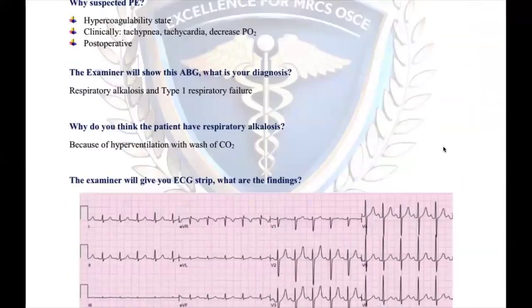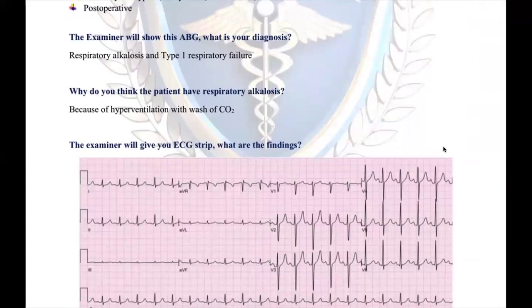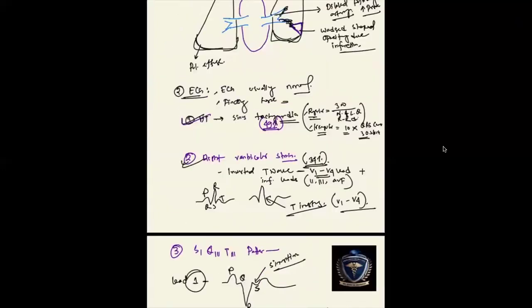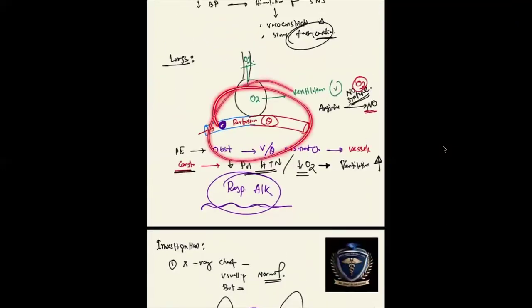Am I clear, Bhaiya? Yes. So you have to memorize that rapid breathing. Just have a look here. I have discussed it here. Ventilation is increased, so the patient will have respiratory alkalosis.